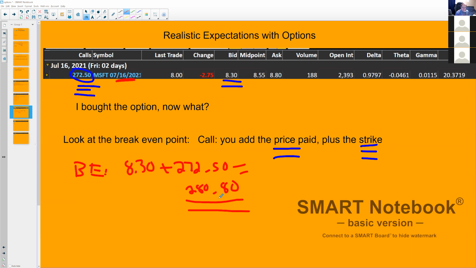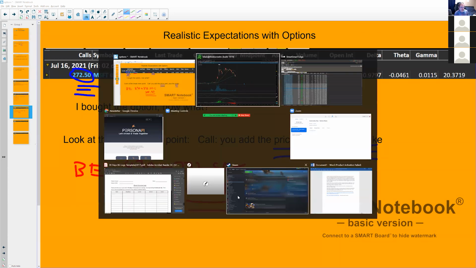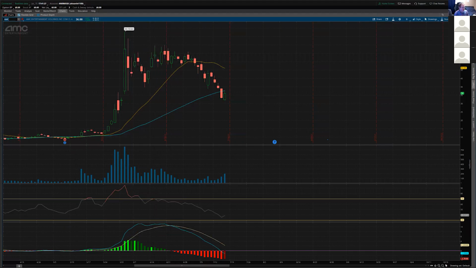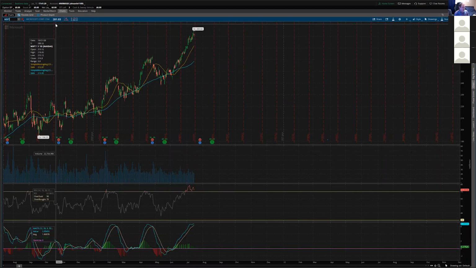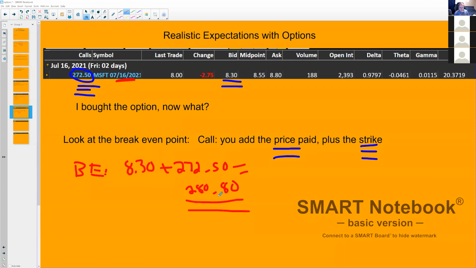That's a good price point to look at, because once you pass that, this is what would be at the money. Then if it passes this, it's in the money. So looking at how Microsoft closed, it closed at 281. So even though it's right at the cusp of what this break even point is, this call option has broken even, meaning it will make you some money.